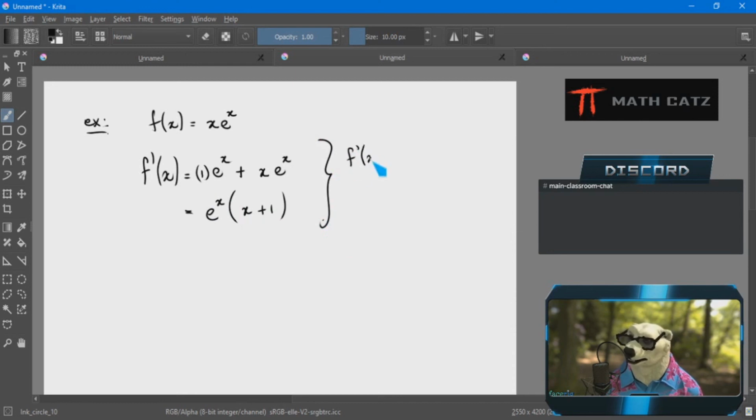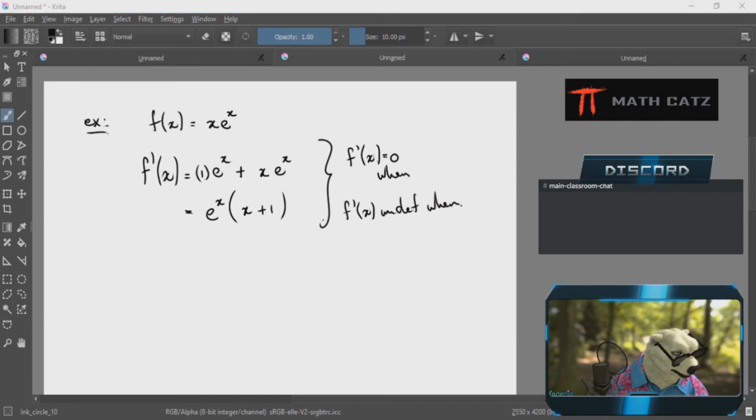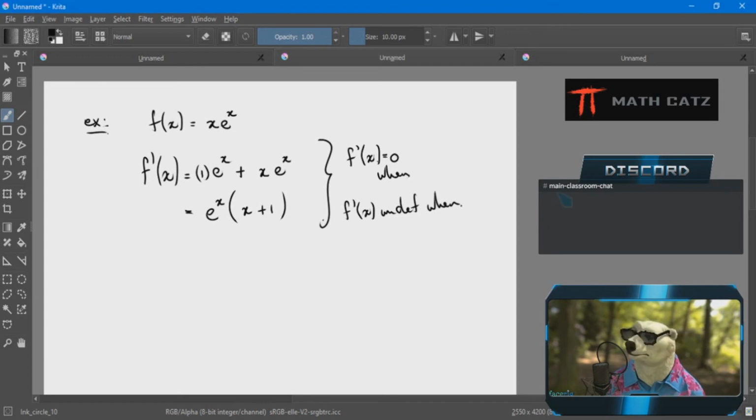Then I want to check, where is the derivative 0? Where is the derivative undefined? Always those two things. No more, no less. So now I have the luxury that I don't have a fraction to worry about. So it's going to be when either one of these two equals 0, right? It's going to be when either e to the x equals 0 or when x plus 1 equals 0.